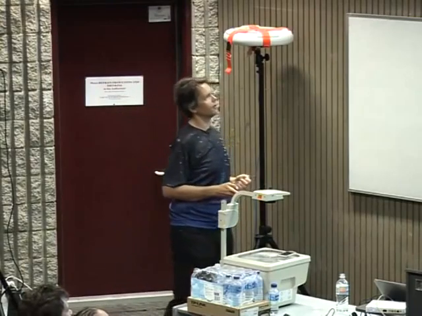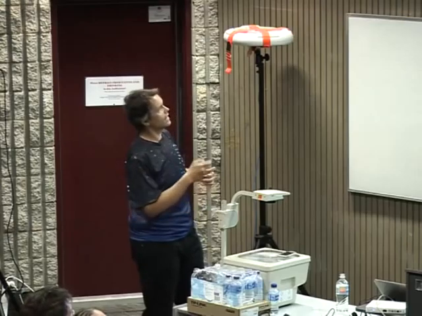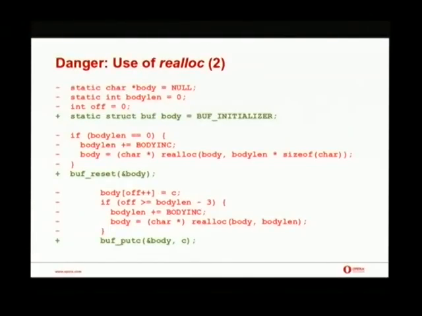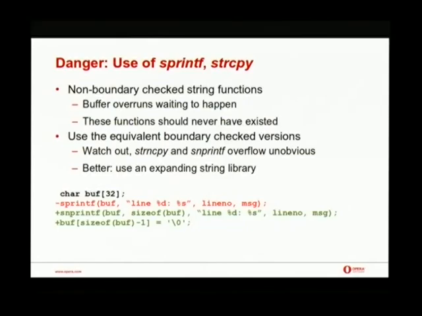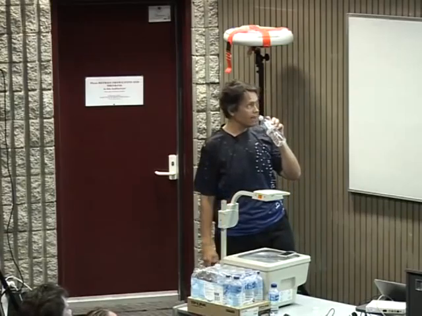Here's an example of some stuff we did. Oh, Realloc. Well, look at all that stuff that's hard to do and hard to get right. Well, if you just use a library, it's got it right. Sprintf and Strcpy, these should never have existed. They're wrong. Do not use, ever, and get rid of them. The usual advice with them is to replace them with the explicit boundary check version, strncpy or strlcpy, if you're on a platform that has that.